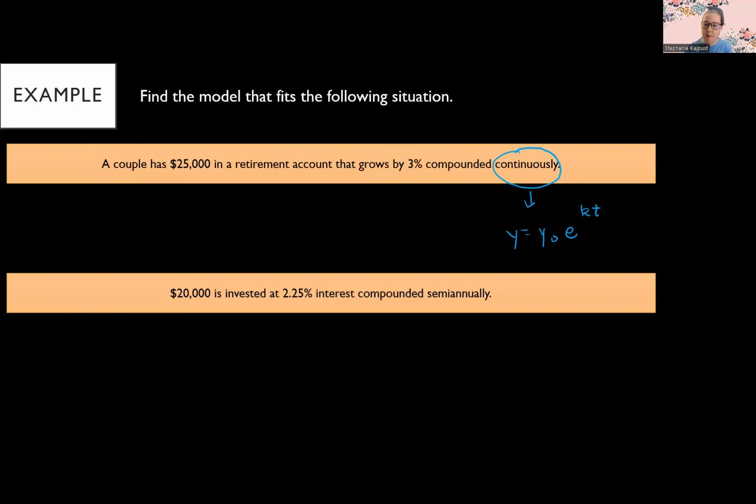So it says semi-annually, and that actually means twice a year. So if it's happening twice a year, that's not yearly because it's happening more often. And so you use your compound interest formula. And these are all growth.